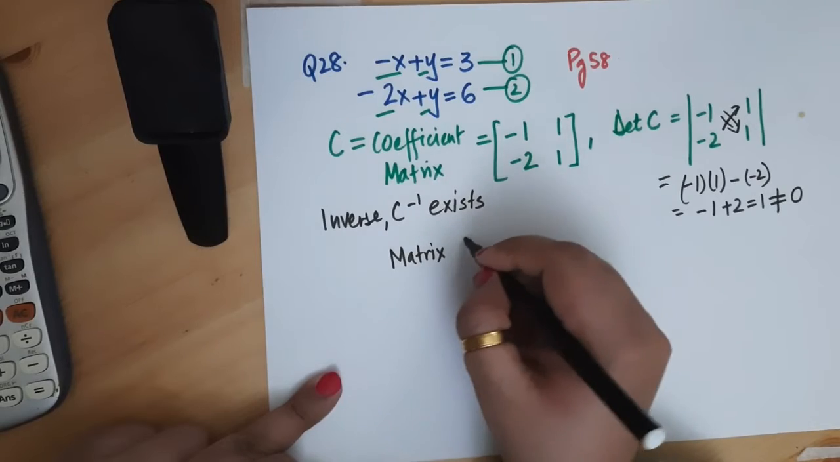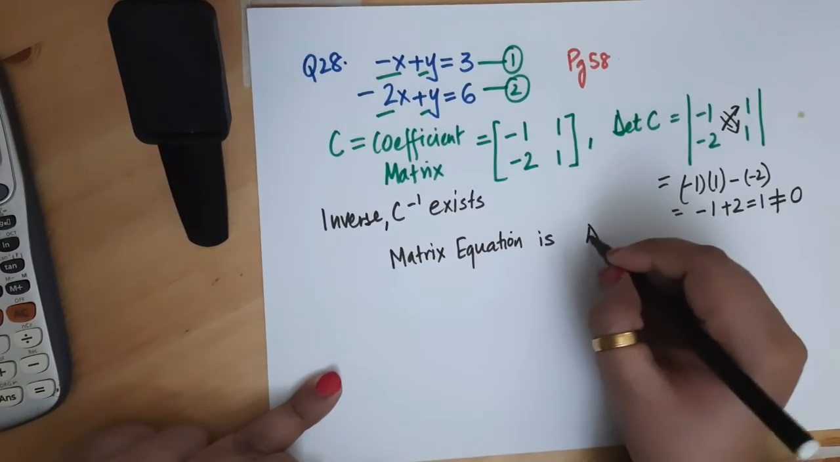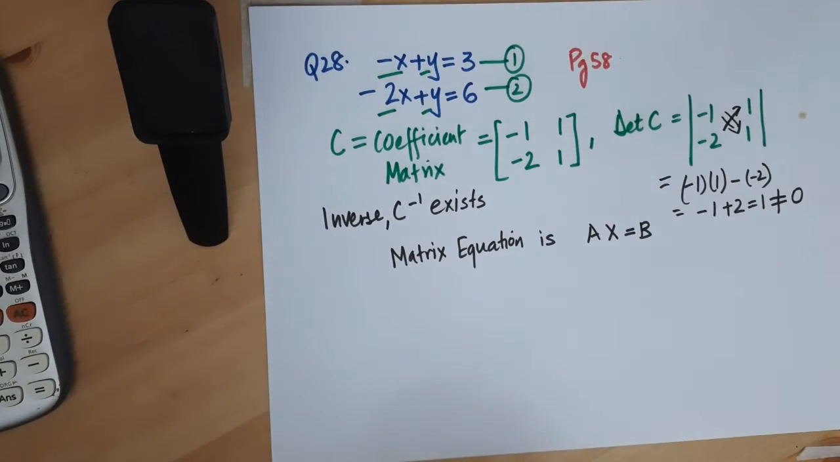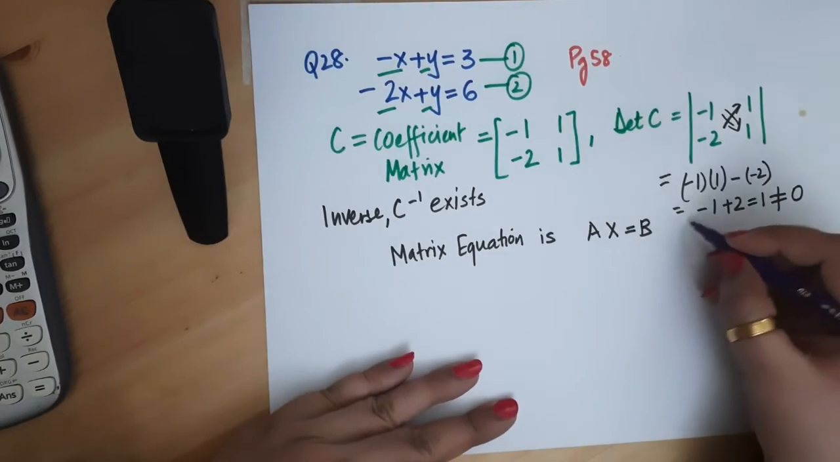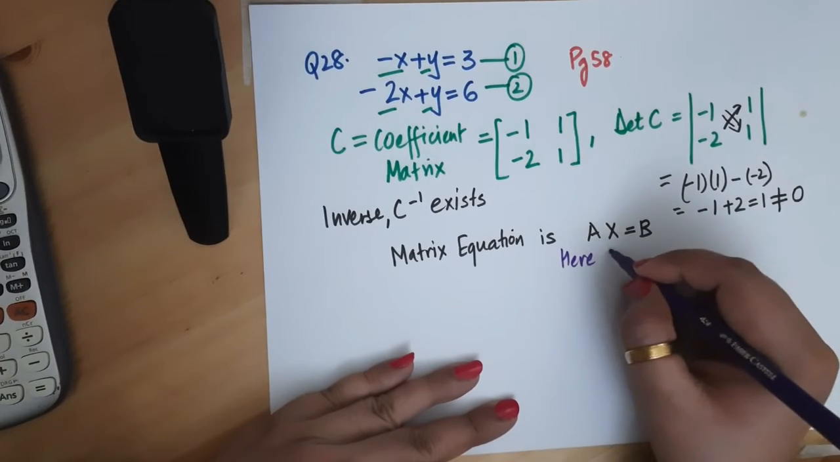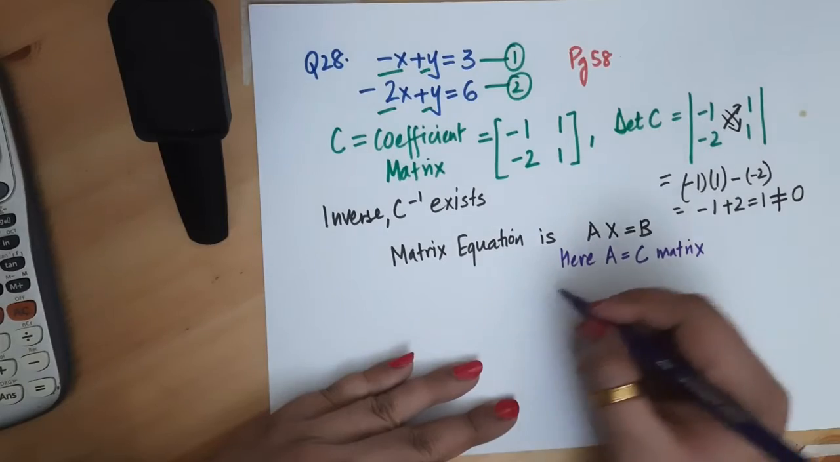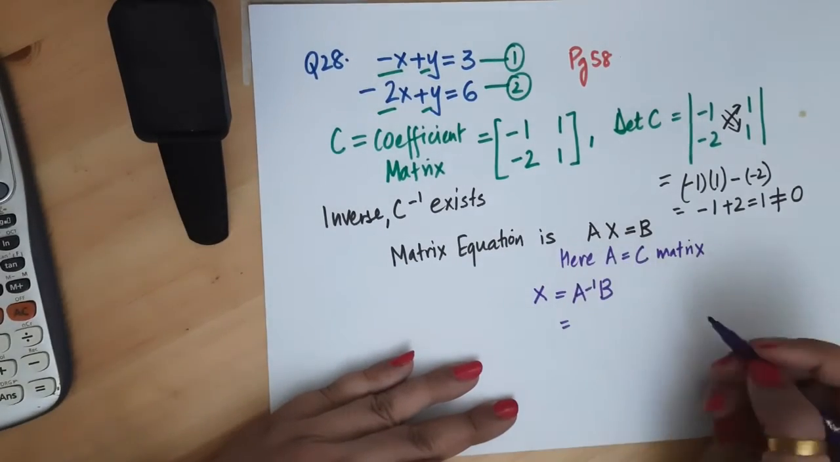Now let's write the matrix equation. So the equation is Ax equal to B form. Here your coefficient matrix is nothing but matrix A or matrix C. Any one alphabet you can use, both are equal here. So in this question, A matrix can be replaced by C matrix, which is the coefficient matrix. So x equal to A inverse B, that's the solution.